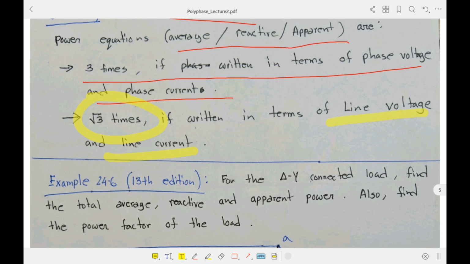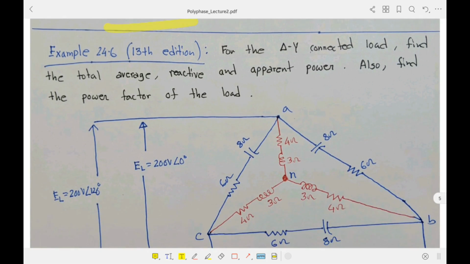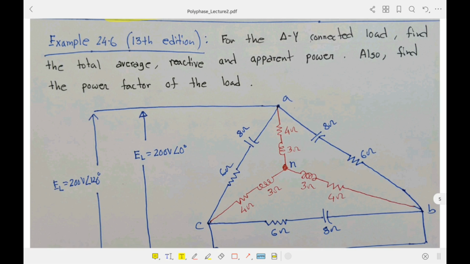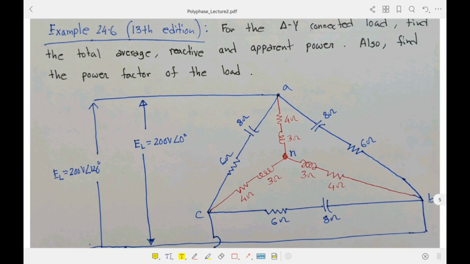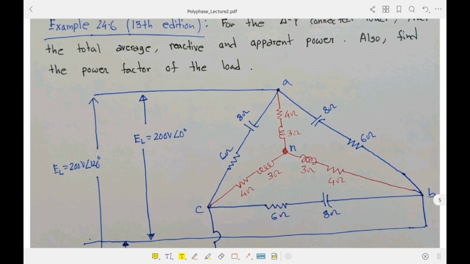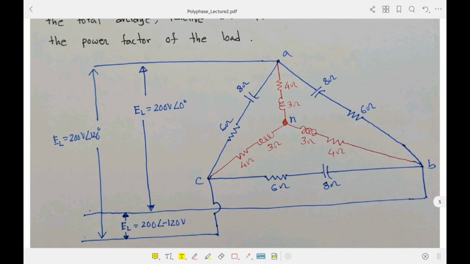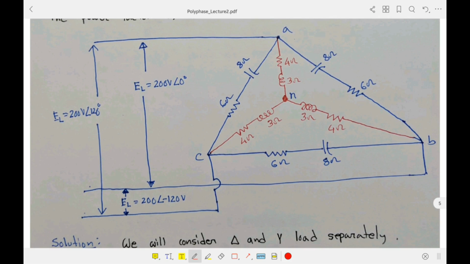Now we will focus on some example math. This is example 24.6. For the delta-Y connected load, find the total average, reactive, and apparent power, and also find the power factors. That means we need to calculate all the values from the equations we just noticed. This is a complex circuit where both delta and Y connections are present at the same time.